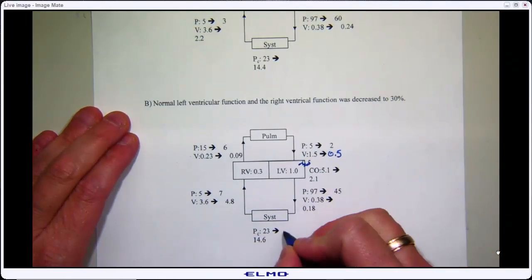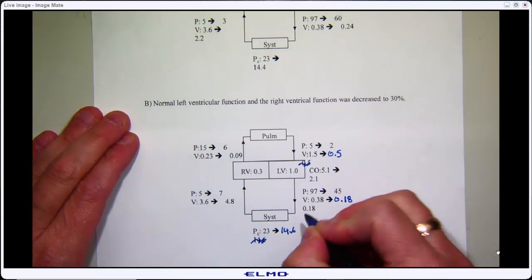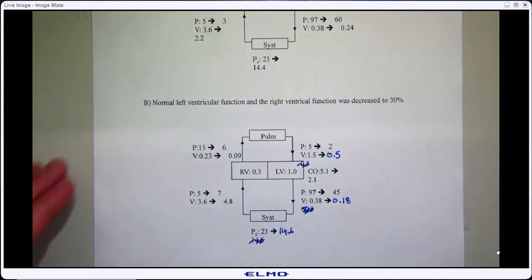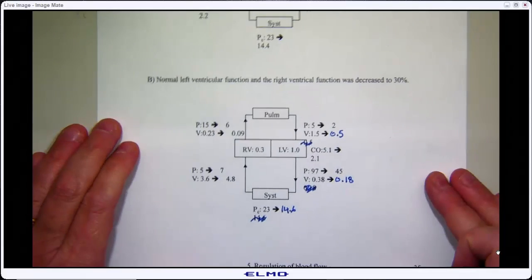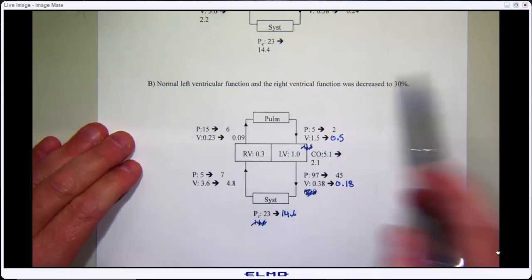Okay, so I took you through the first one, and what we're going to notice is as we do these over and over again, we're just going to be using the same principles over and over again. Okay? So this is kind of like learning math. We're learning the principles so that it doesn't matter what example gets thrown at you, you can apply those principles and make a pretty good educated guess about what's going to go on. Okay? So let's start with this example. We've got normal left ventricular function, right ventricular function is decreased.